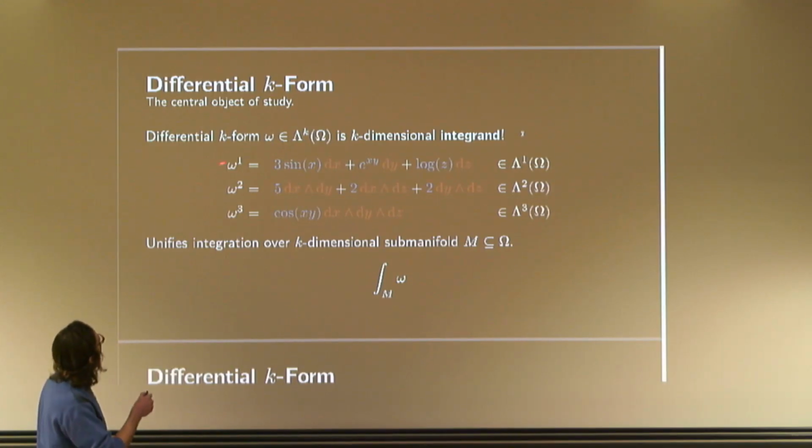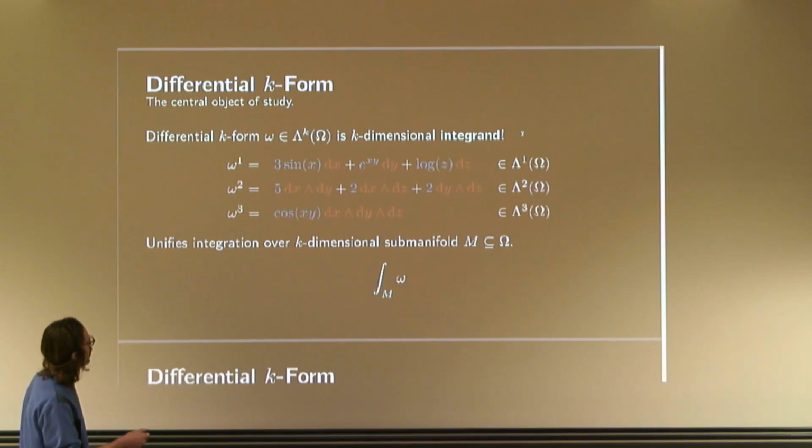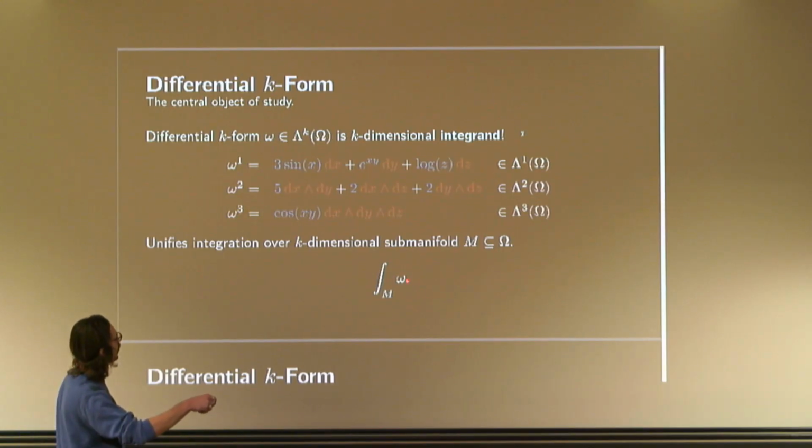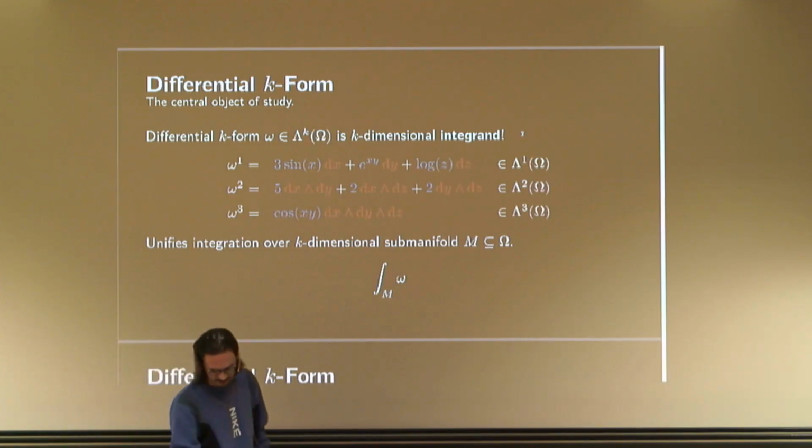So you can have a 1-form, which is a line integrand, so you can integrate it over a curve. You can have a 2-form, which is the area integrand. You can have a 3-form, which is the volume integrand, and so on. And each of these K-forms can be integrated over a K-dimensional submanifold. So this is the basic idea.